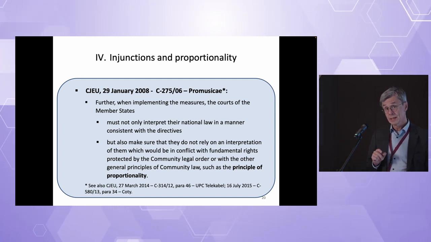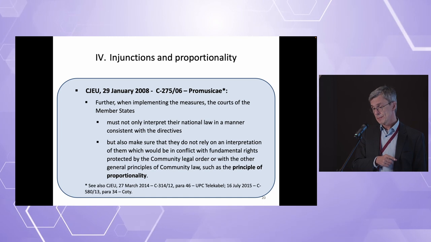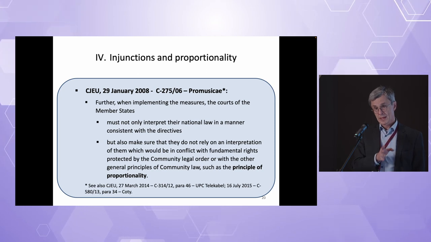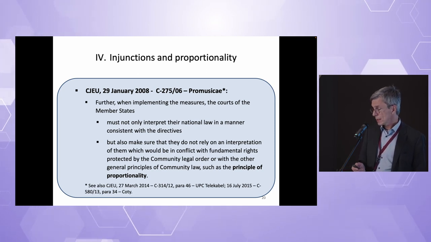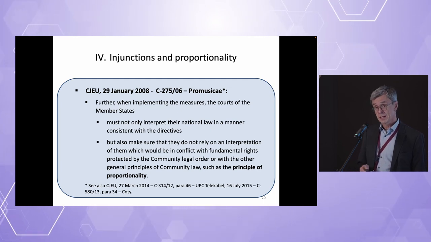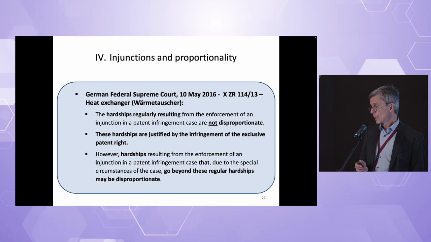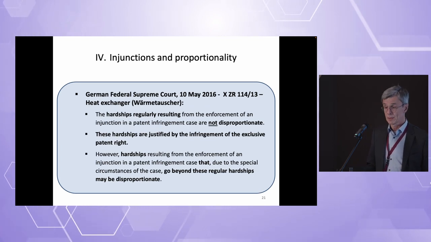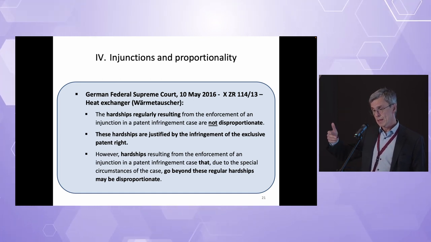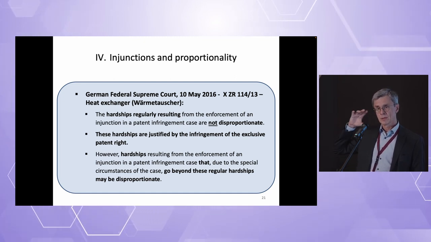Now, the Promusicae case, like all the other cases from the European Court of Justice on the proportionality requirement, are cases in the trademark field, in the copyright field. There is no case in the patent field. The only case you can find is on the national basis, and the only case you can find from a Supreme Court of a member state of the EU is the heat exchanger case from the German Supreme Court. And in that case, the court tries to boil down on patent law what the proportionality requirement means with regard to injunctive relief.